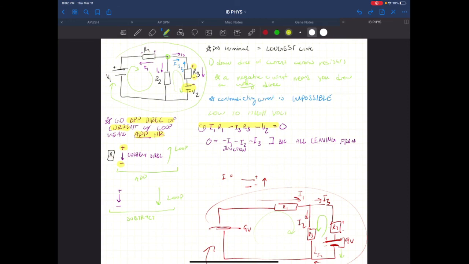Okay, it's been a bit, because they removed circuits from AP as well. I took AP two years ago, but I haven't been reviewing it because they took it out this year.